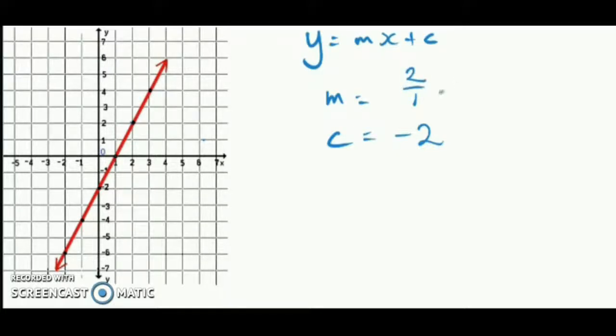We don't have to put over 1, remember. 2 divided by 1 is just 2. So we can write our equation, y equals mx plus c, y equals 2x minus 2 in this case.